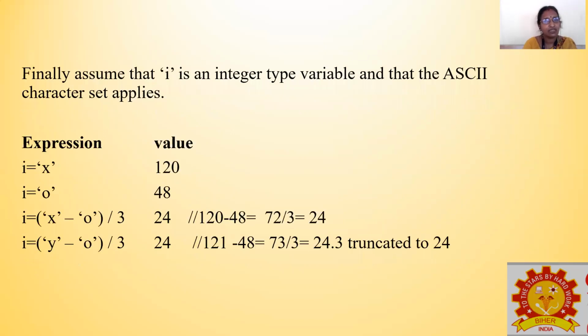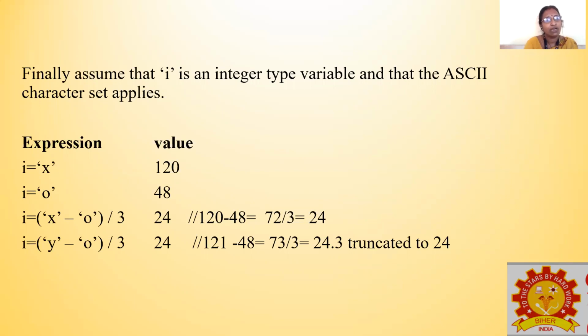Finally, assume that i is an integer type variable and the ASCII character set applies here. So i = 'x' means the ASCII value of 'x' is 120, and the ASCII value of '0' is 48. Now i = ('x' - '0') / 3, that is the ASCII value of 'x' minus the ASCII value of '0'. So 120 - 48 = 72, divided by 3 equals 24. So i will be assigned 24.